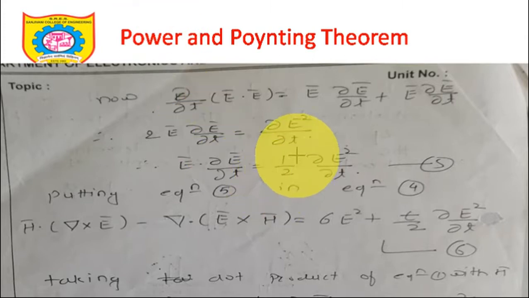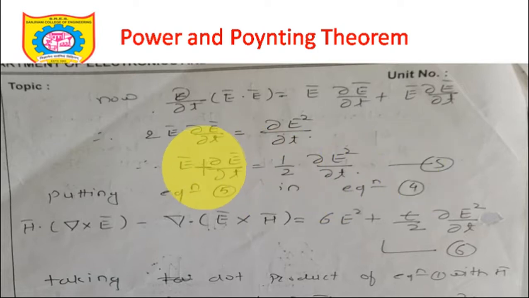Derivative of the product. So dou by dou T of E bar dot E bar is equal to E bar into first function as it is, derivative of the second, dou E bar by dou T, plus second as it is, derivative of the first. Since it is a multiplication of two same vectors, I will get 2 times E bar into dou E bar by dou T is equal to dou E square by dou T. If I get it, I can take this 2 to the denominator, and I will get E bar dot dou E bar by dou T is equal to half of dou E square by dou T. So this is equation number 5.